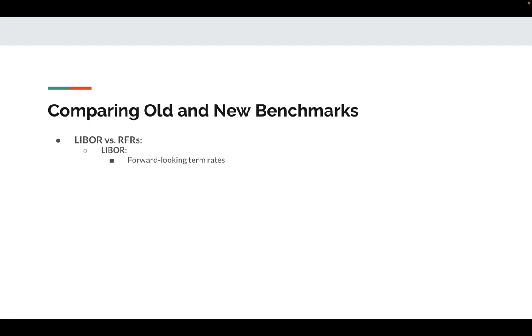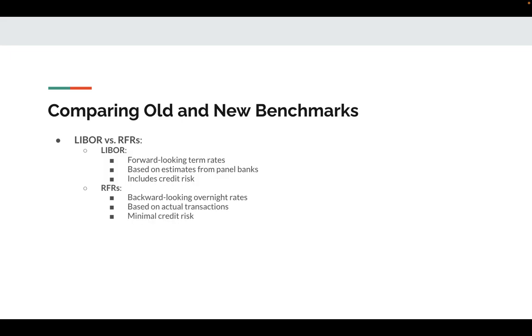LIBOR was a forward-looking term rate and it was based on estimates from a panel of banks. So there were a few banks providing the estimates, because of which scandals happened as well, and it includes credit risk as well. The new risk-free rates are backward-looking overnight rates because they are based on actual transactions, and they have minimum credit risk because they are based on overnight transaction data.